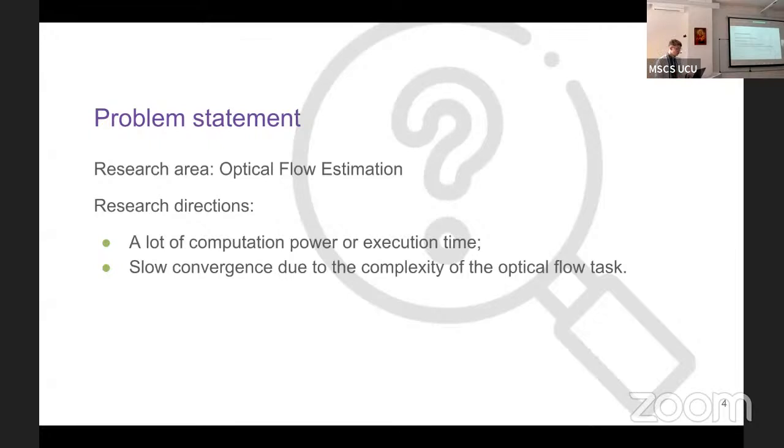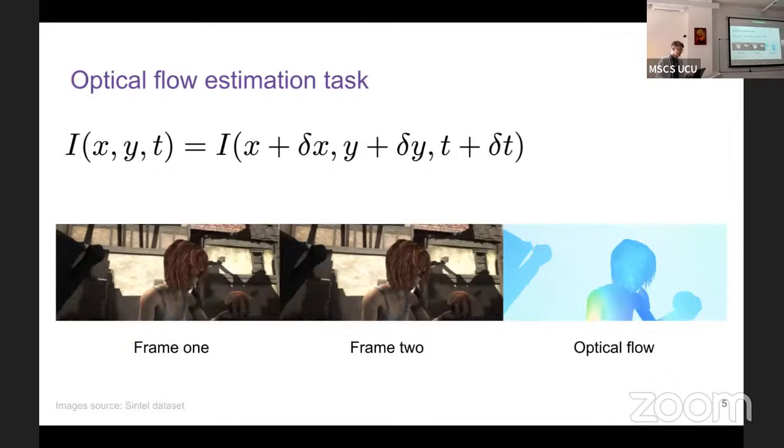So the optical flow estimation task is quite simple. We have an image pair and we try to locate the pixels from the first image in the other one. We just want to find the direction of such pixels. Here you can see a short image of optical flow, which is just the result of this.